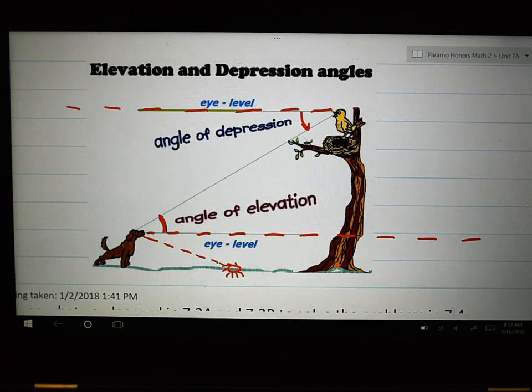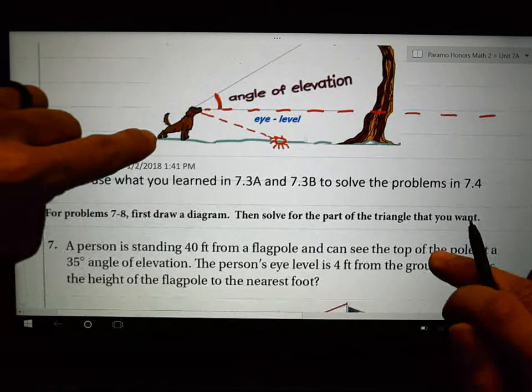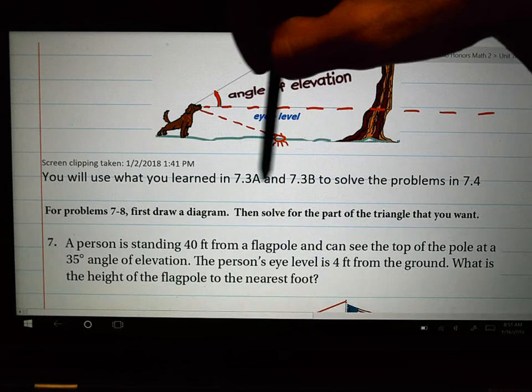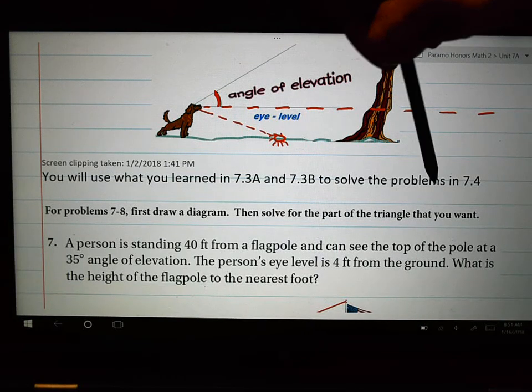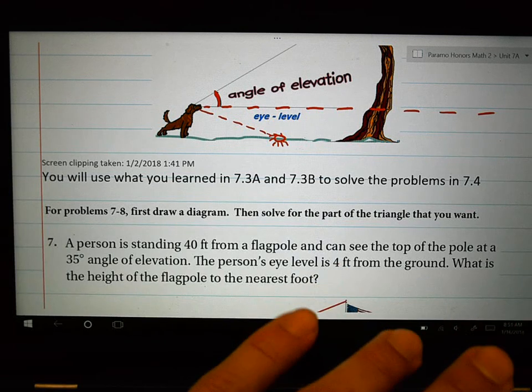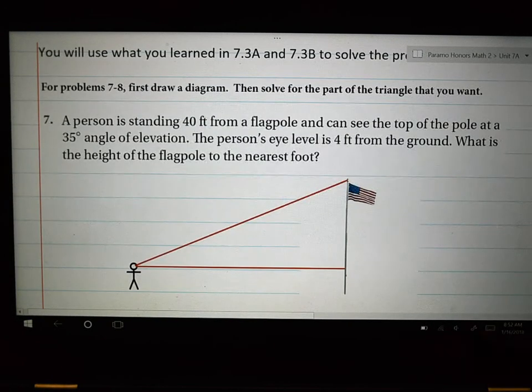Most of the problems that you have today on 7.4 are going to be dealing with word problems. So that is what this next little line says. You will use what you learned in 7.3a and 7.3b to solve problems in 7.4. Meaning, now that you know how to do SOHCAHTOA, you should be able to handle these problems. We're only going to throw some words in there for angle of elevation and angle of depression. So, that is it for our notes. If you would like to do this over in your packet, you are welcome to do so.